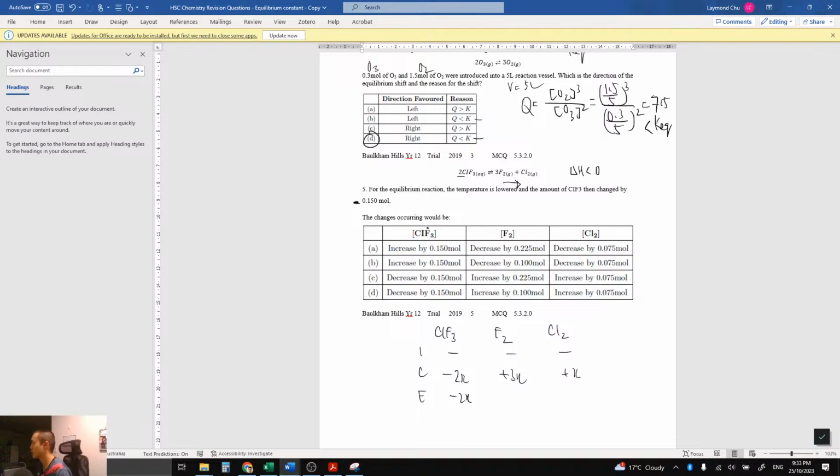Okay, so the change that we're looking at is negative 2x equals negative 0.15, x is equal to 0.075. So that means our F2 is 3 times that, which is 0.225, and our Cl2 is just plus x. Okay, so we want to decrease this one, so it's either C or D. We want to increase by this much and increase by this much. So our answer is C. Okay, great.